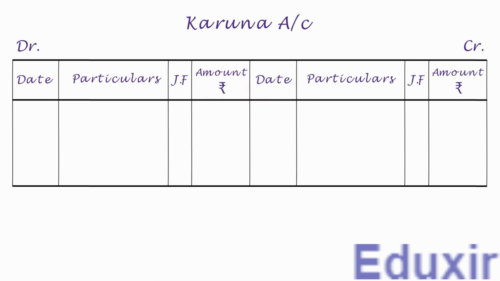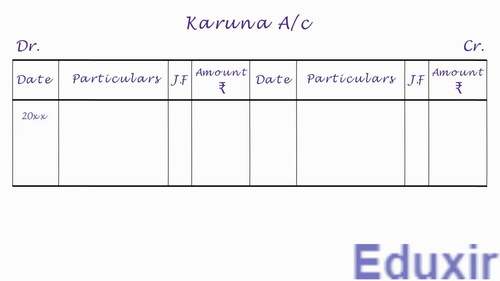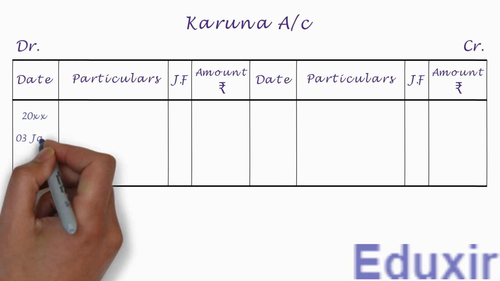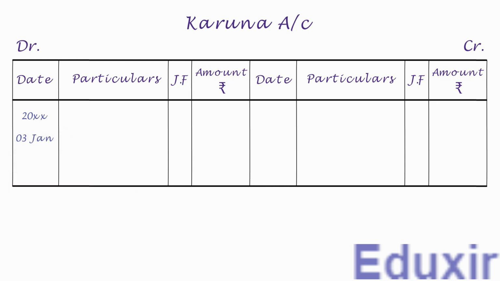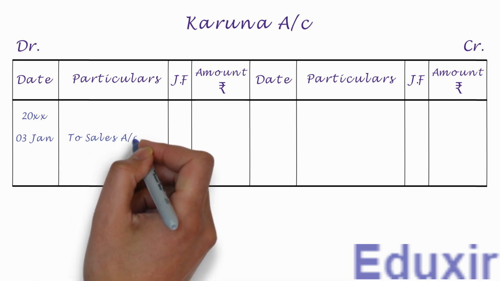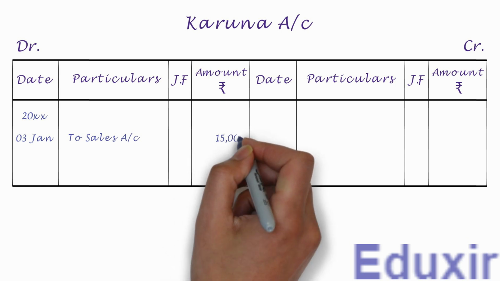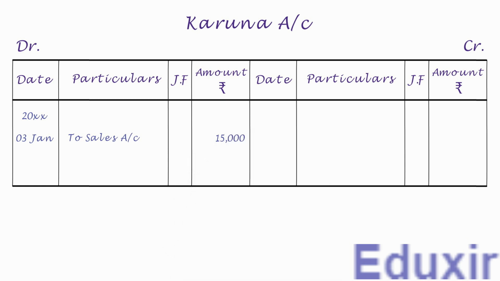Now on the debit side, let us first write the year in the date column. Let us now write the date. We need to write to sales account into the particulars column. Let us write the debit amount of 15,000 rupees into the amount column. With that, we have completed the posting of this journal entry into the Karuna account. Let us now take up the next entry.